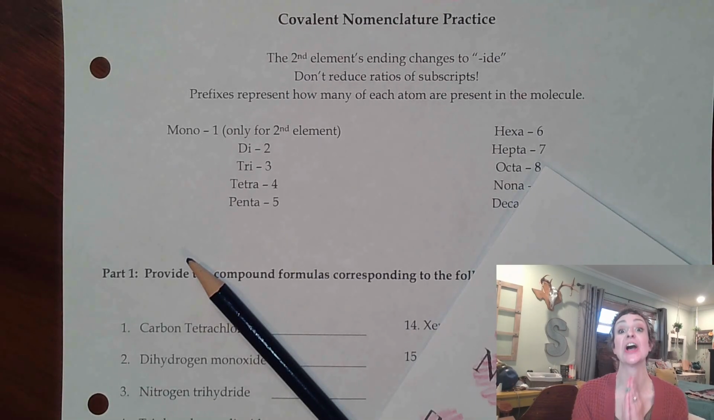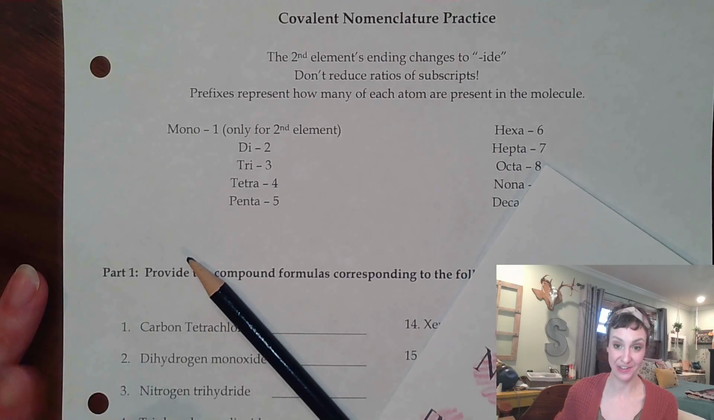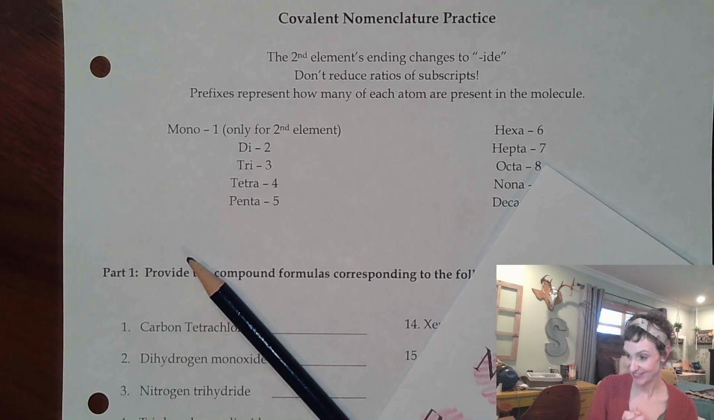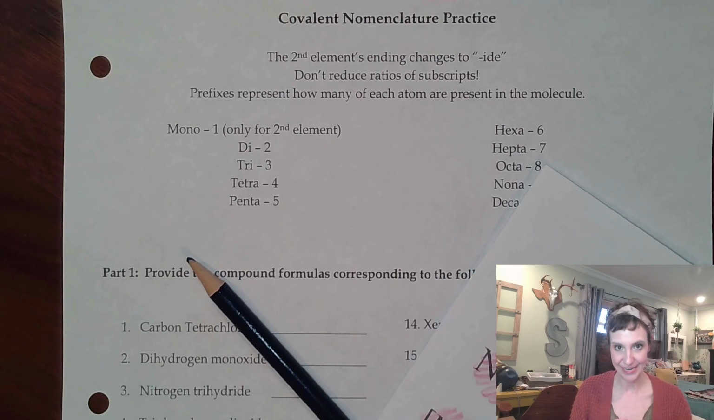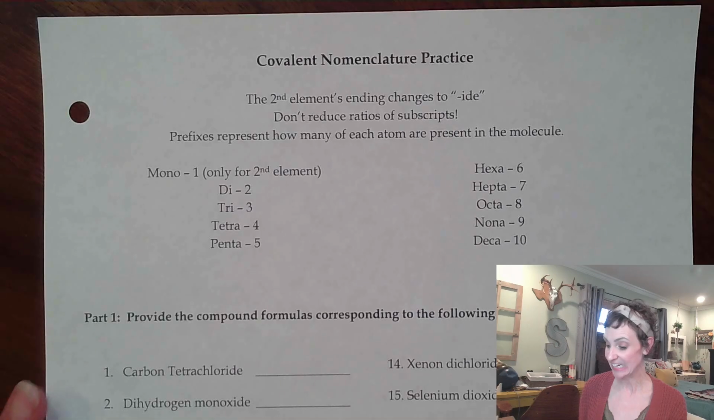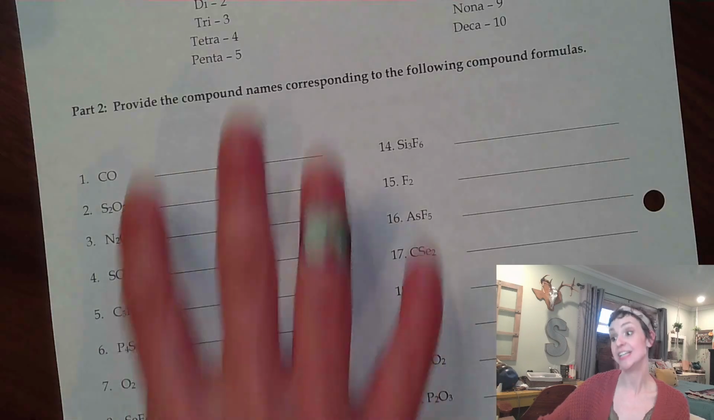So this lesson is on how to write formulas for covalent compounds or molecules and how to name molecules. It should be a lot easier to tackle than ionic bonding was, which is a good thing for us. So we'll need our covalent nomenclature practice handout. The first page is writing formulas. The back page is naming them, which is fantastic.